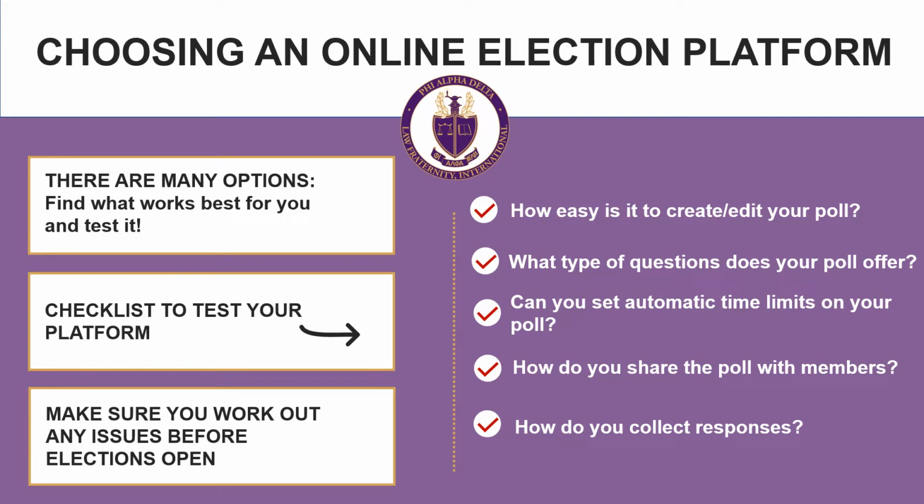Third thing to look for is automatic time limits. Will the poll open and close automatically, or will you need to manually log in and do that? Something else to check is how you share the poll with members. Will you be able to send out a link to everybody? Does everyone need login information? Anything like that is really important to know. And finally, look at how you collect responses, how easy it will be to tell the winner of your poll. Testing the system like this will allow you to address any issues or potential questions that might come up before you actually start voting.